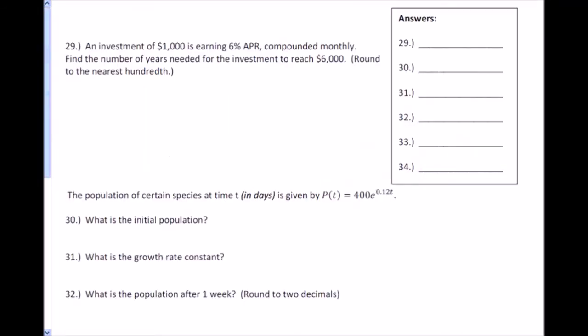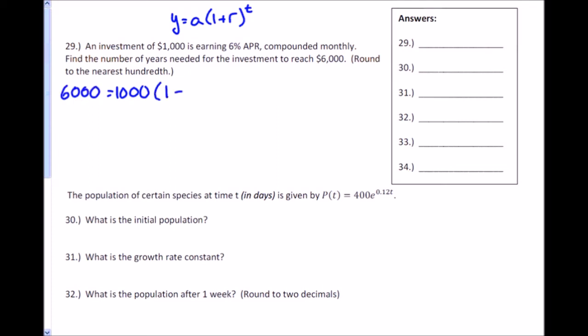Number 29, it says an investment of $1,000 is earning 6% APR compounded monthly. Find the number of years needed for the investment to reach $6,000. We're going to round to the nearest hundredth. So here I've got an investment. We're increasing, so this is going to be y equals a times 1 plus r raised to the t. And again, it's all about making our units match here. The initial investment is a, that's the 1,000. I want to know when this is going to equal 6,000.